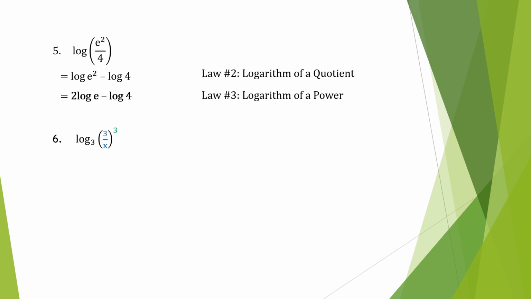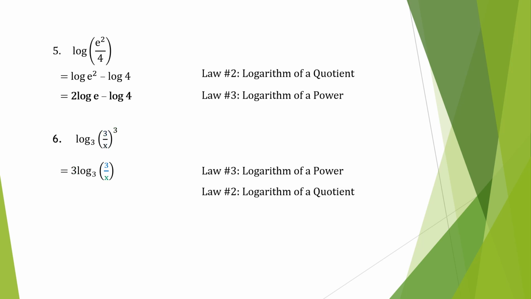Number 6, logarithm base 3 of the cube of 3 over x. First, use law number 3, or the logarithm of a power. So we have 3 logarithm base 3 of 3 over x. Next, let us use law number 2, or logarithm of a quotient. So we have 3 multiplied by the quantity logarithm base 3 of 3 minus logarithm base 3 of x.